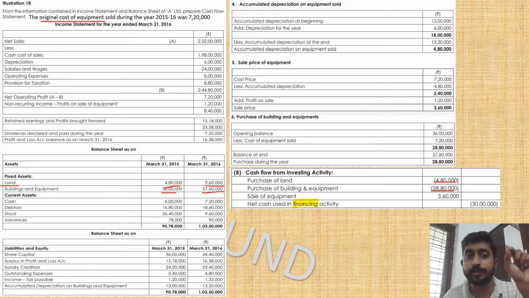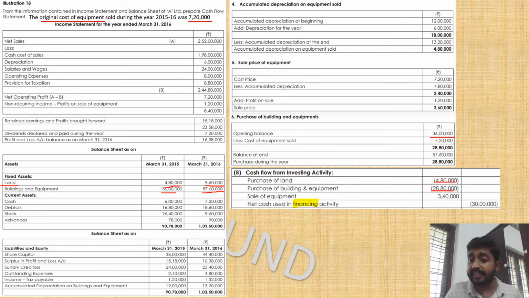So some equipment has been sold during the year, 7.2 lakhs. Here we have to calculate the purchase that has happened in building and equipment, because some sales have happened. Let's calculate that. The opening value is 36 lakhs for building and equipment, and the cost of the equipment that is sold during the year is 7.2 lakhs.